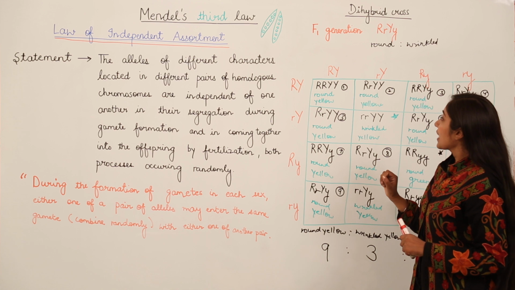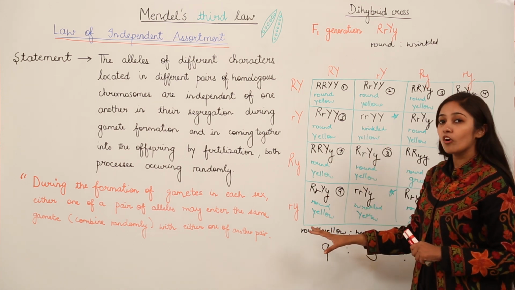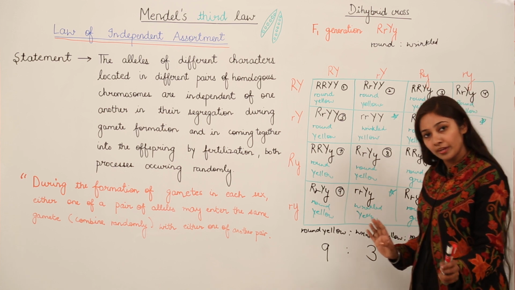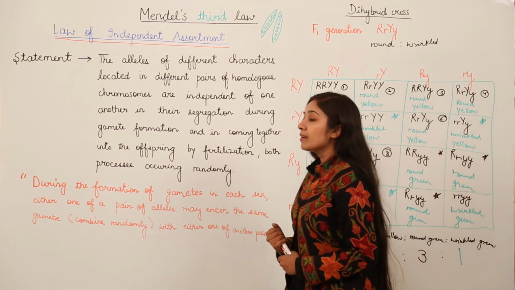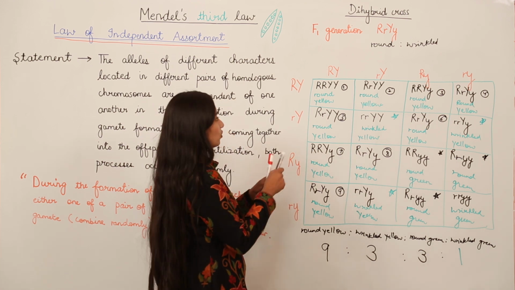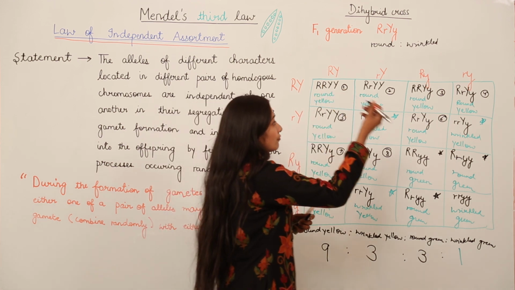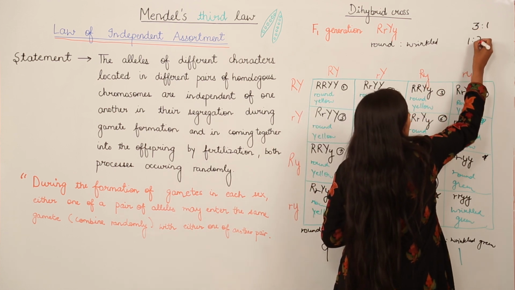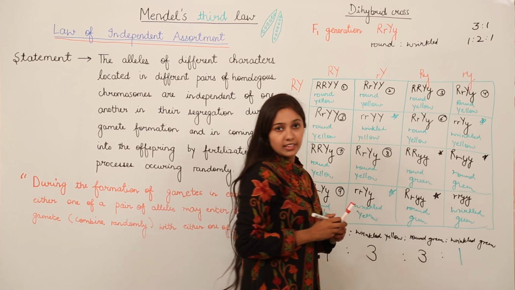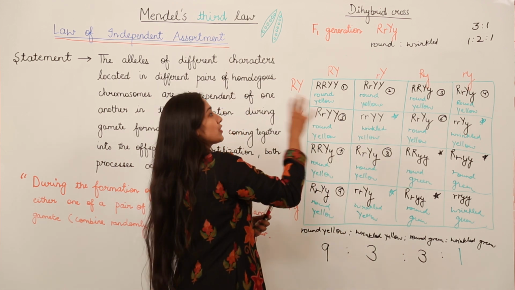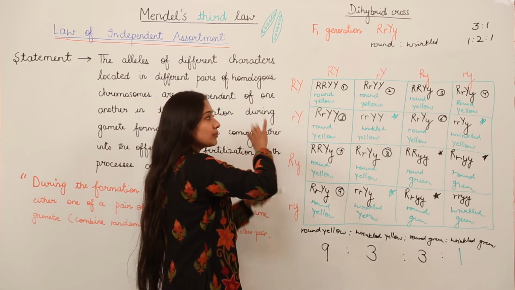So let us start. As you can see here, we have this phenotypic ratio, that is 9:3:3:1. Okay, that's fine I guess. But when we talk about the monohybrid cross, we had a phenotypic ratio of 3:1 and a genotypic ratio of 1:2:1. So now we are going to come to those results from this cross also.